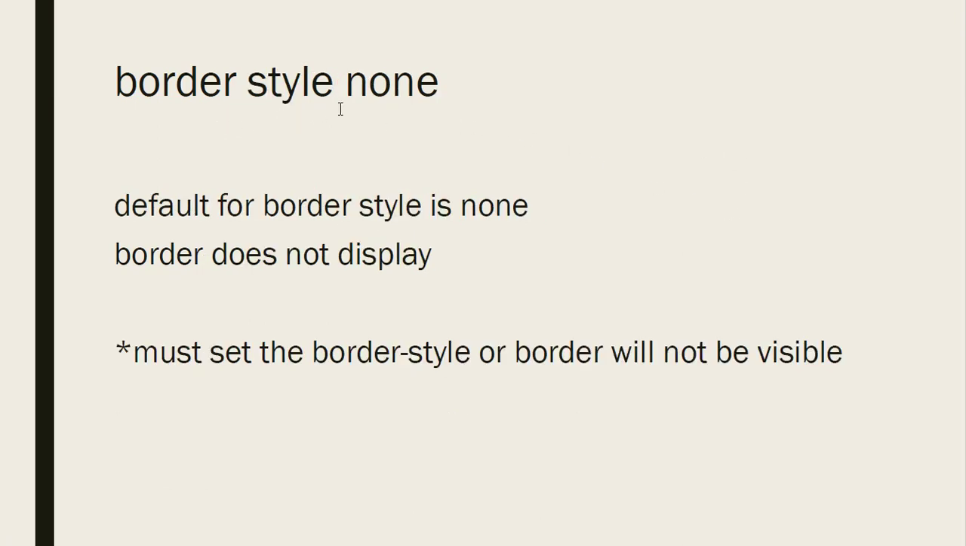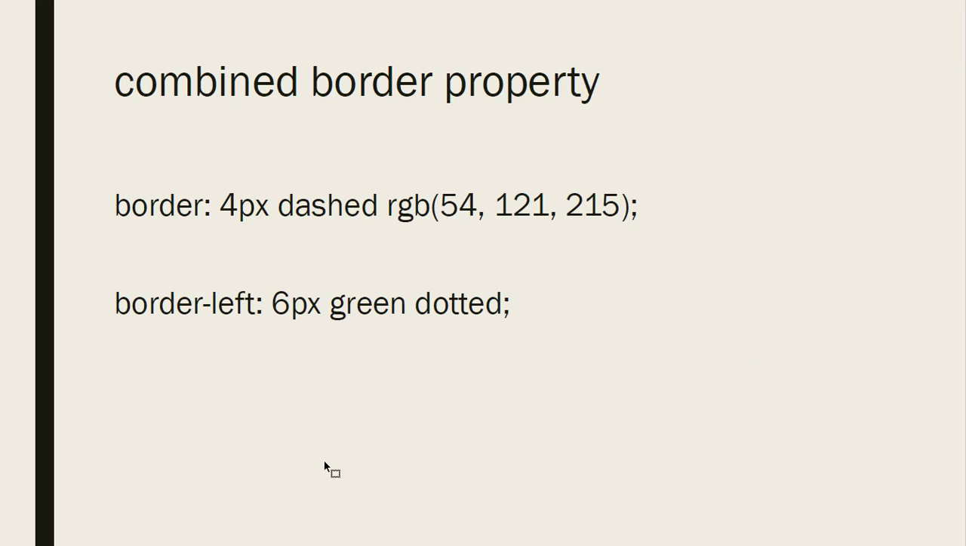Border style is none by default. This is kind of a warning. By default, border style is set to none. That means it doesn't display. So the border just doesn't display unless you set the style. Where this gets frustrating is when you add width and color and nothing's showing up. Why isn't anything showing up? Because border style is set to none. So be sure to set the border style or it won't show up. So asterisk, be careful. Always set the border style when you want to see a border.